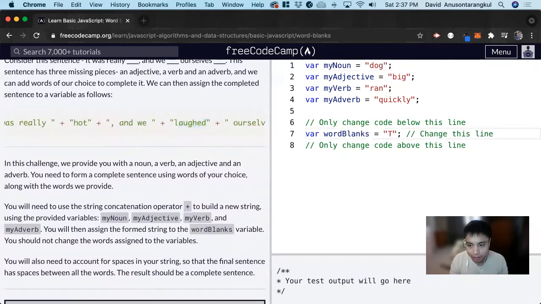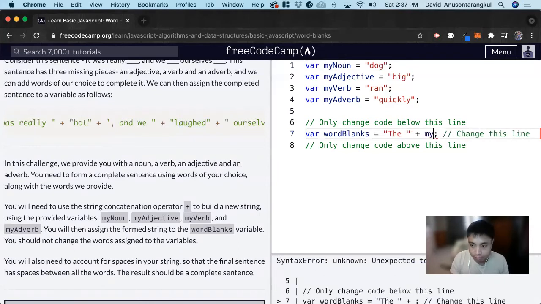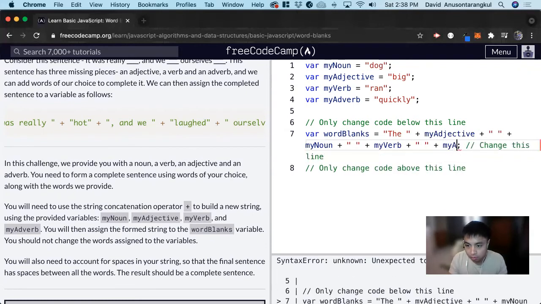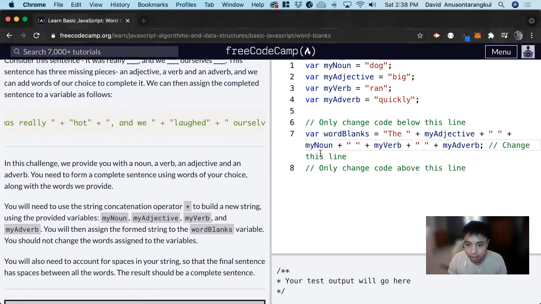I'm pretty simple, I don't like using too many words. So we can say "the" space, plus my adjective, so "the big", plus a space, plus my noun, "dog", plus a space, "ran", my verb, plus a space, plus my adverb, "quickly". And that should be all for this one.